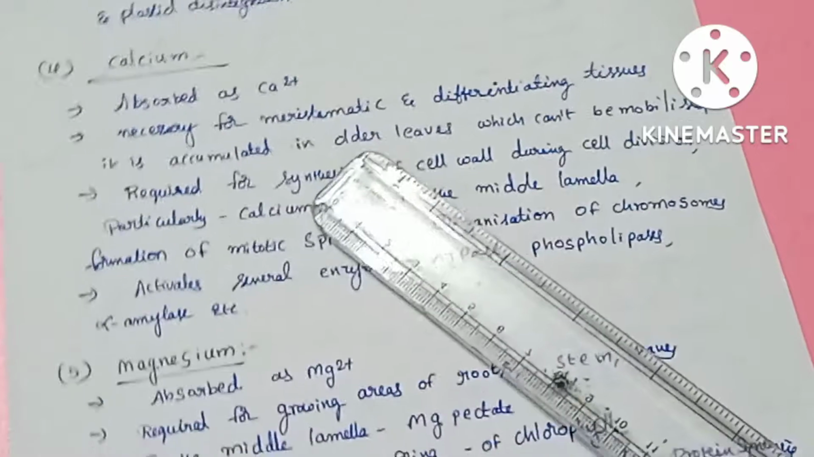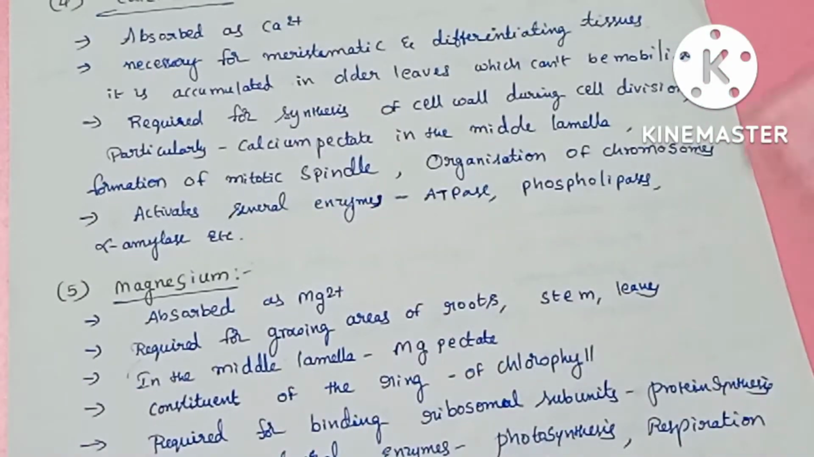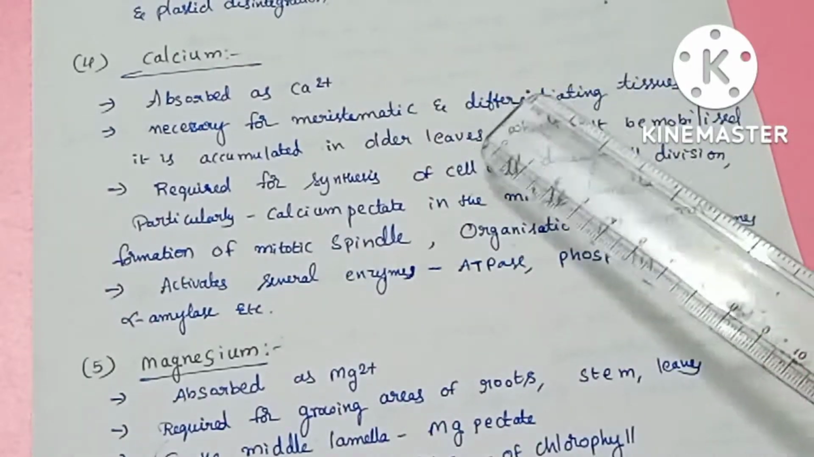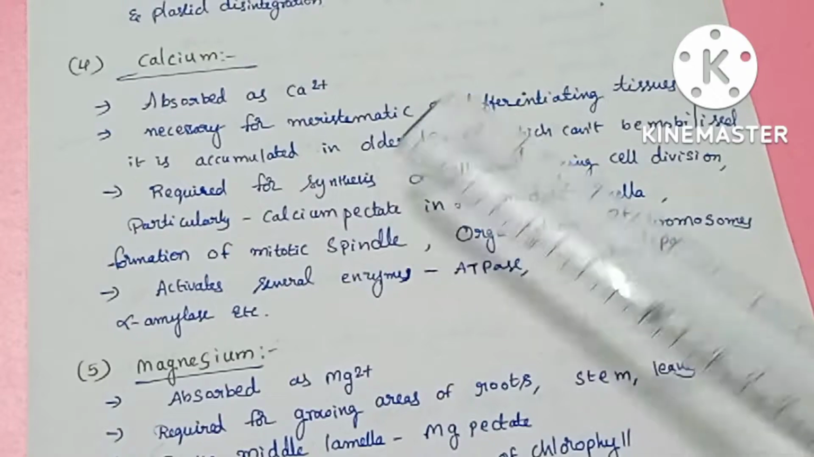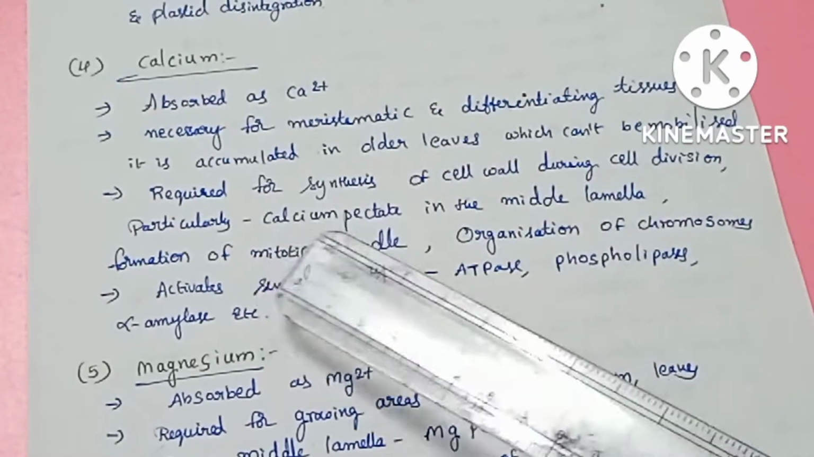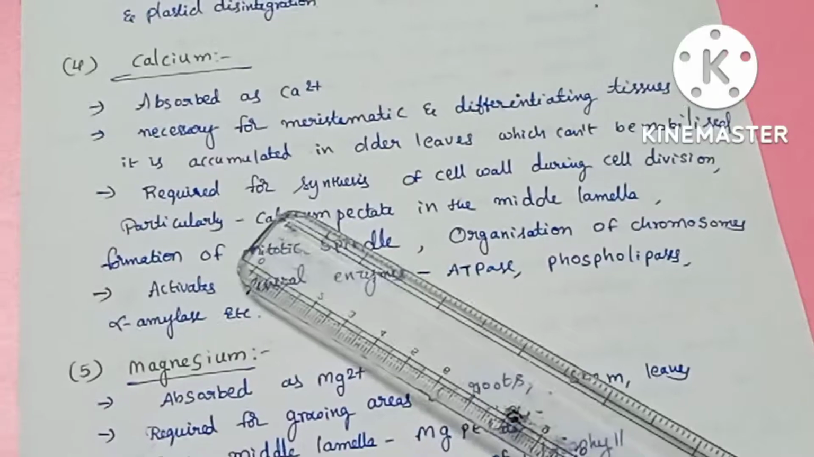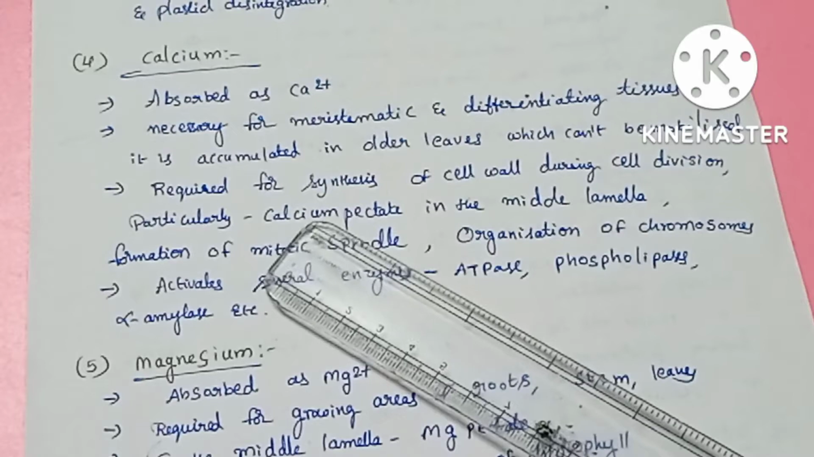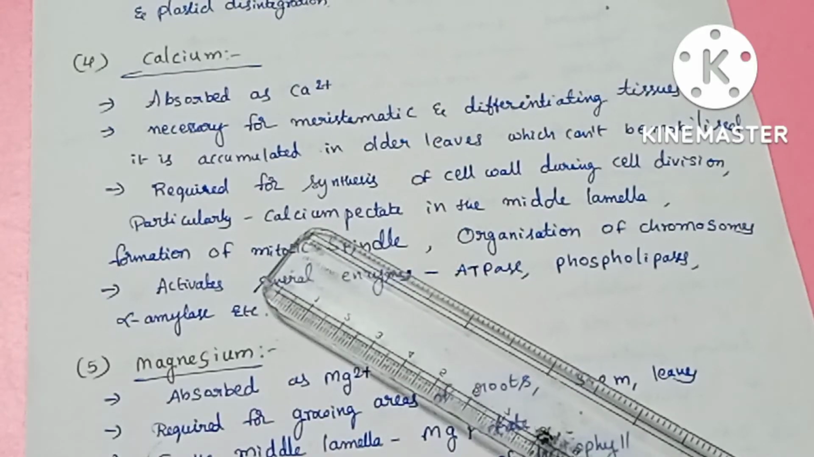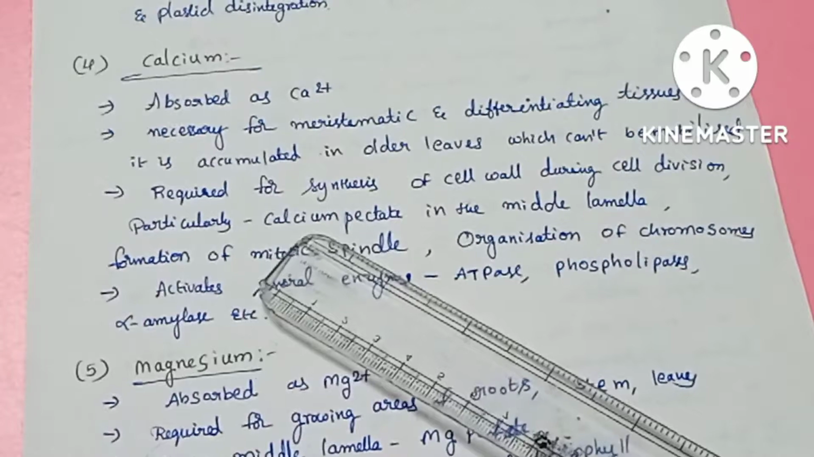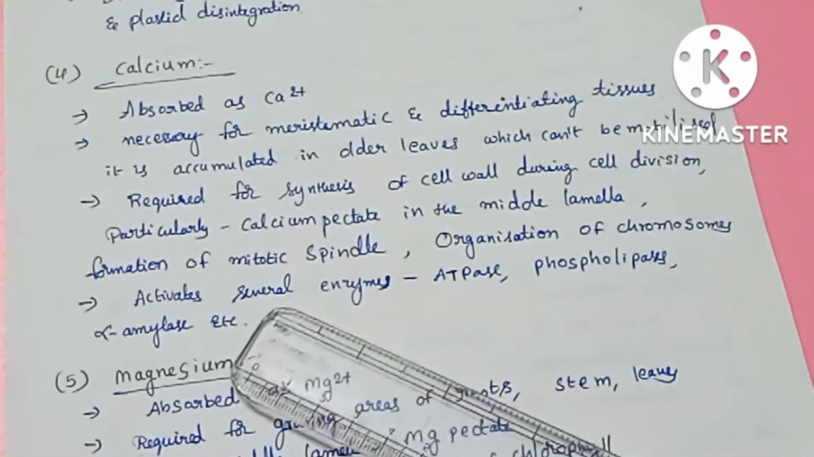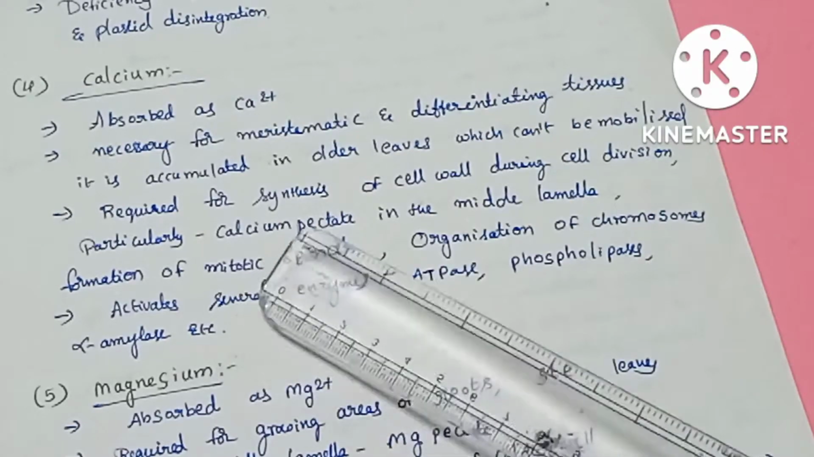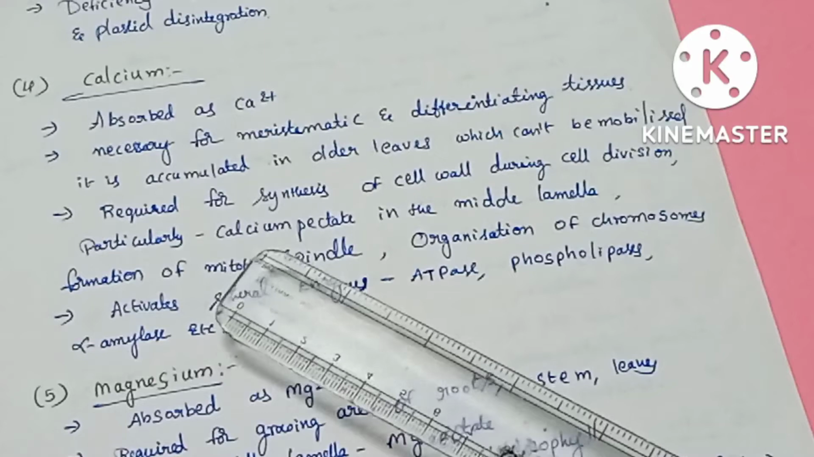And the fourth element is calcium. Calcium is absorbed in the form of calcium ions, and it is also necessary for the meristematic tissue and differentiating tissues. In the mobilization process, during senescence, when older leaves are falling or dead, whatever mineral elements are present will be mobilized to the growing tips. But calcium is accumulated in the older leaves, hence it is not easily mobilized from those leaves like all other elements. And it is required for cell wall synthesis.